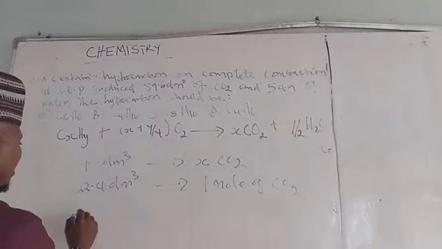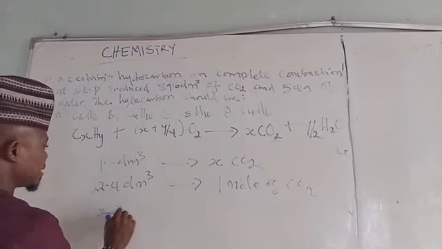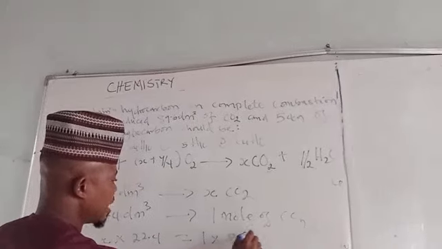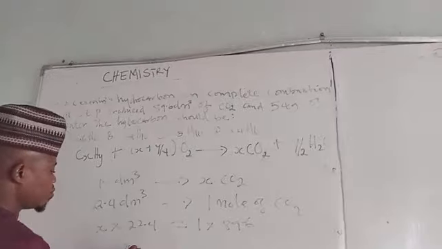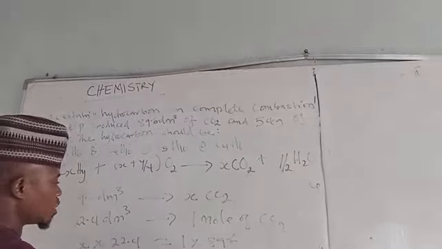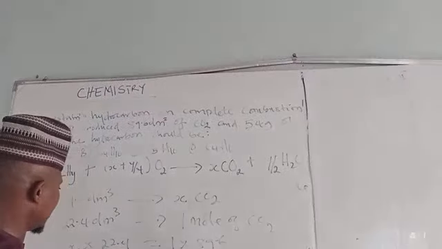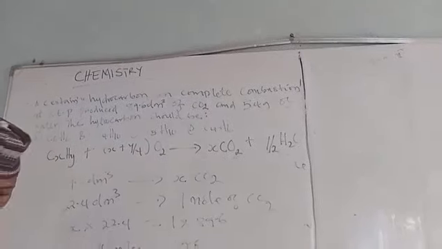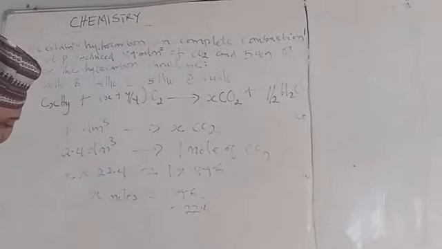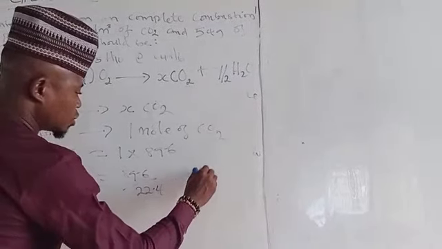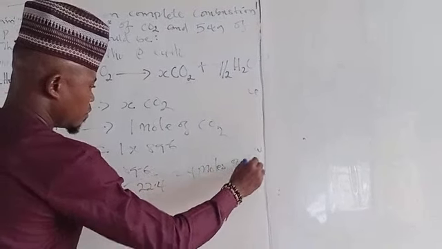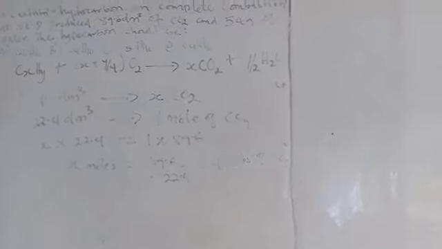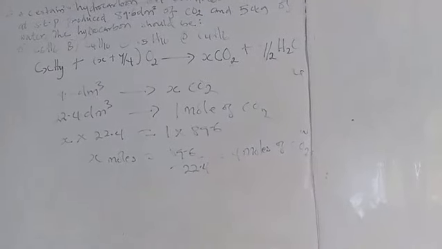If you cross multiply, you have x times 22.4 equals 1 times 89.6. So x moles will be equal to 89.6 divided by 22.4. Press your calculator, what do we get? You are going to get 4 moles of CO2. So our x is equal to 4 moles. Now we are going to look for y.